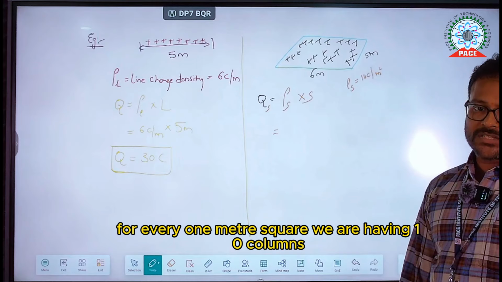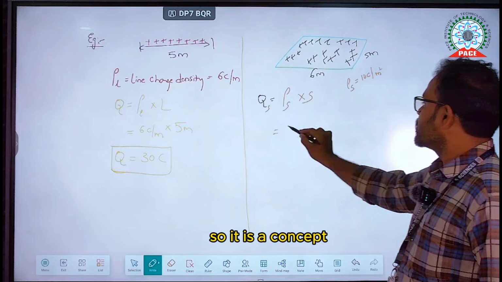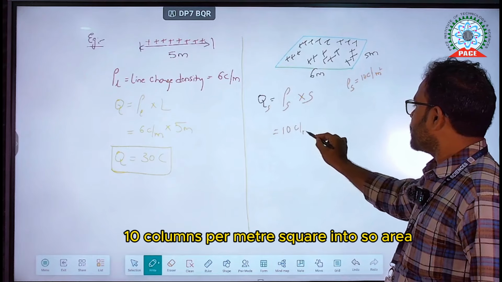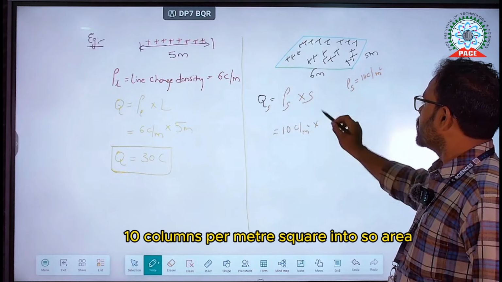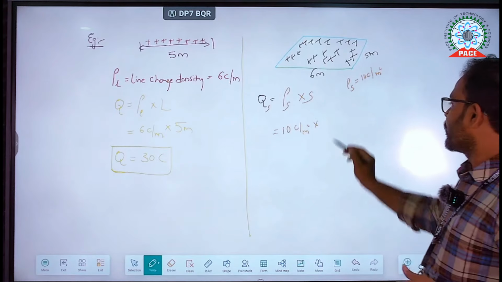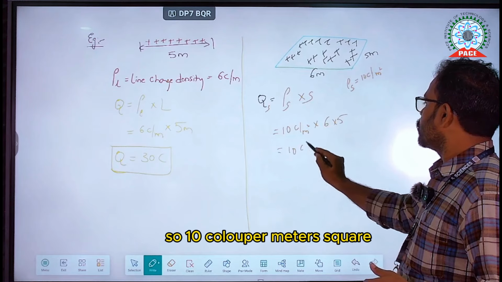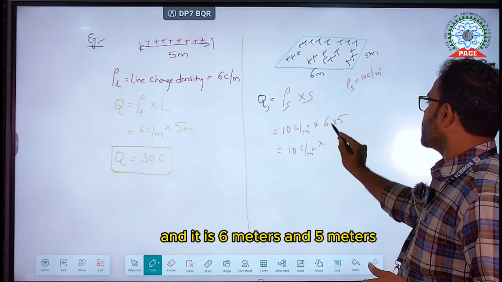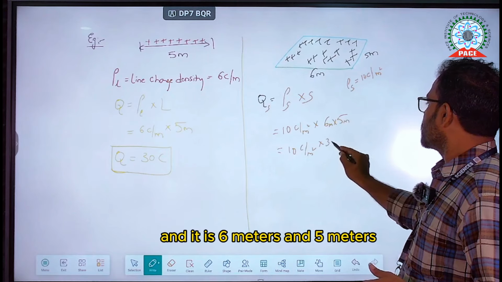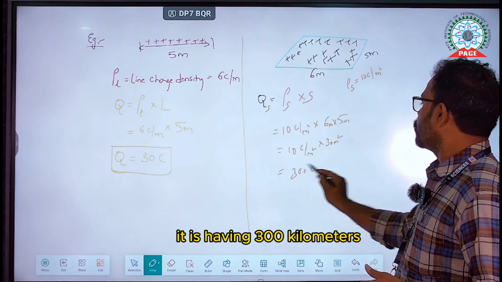For every 1 meter square, we have 10 coulombs, that is 10 charges. So it is 10 coulombs per meter square into area, and for the plane, the area is length into breadth. So 6 into 5, so 10 coulombs per meter square into 30 meter square, which gives 300 coulombs.